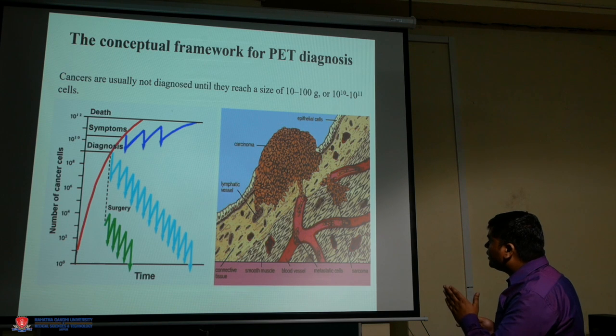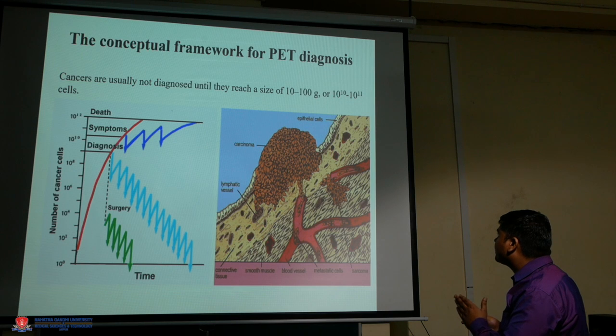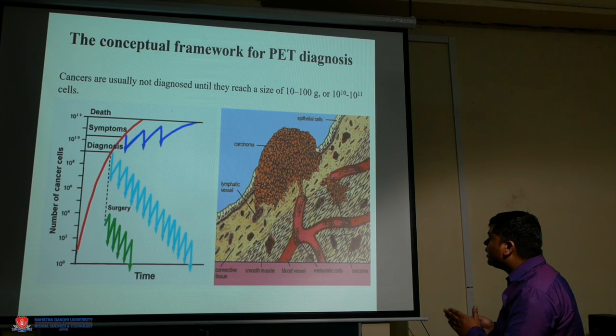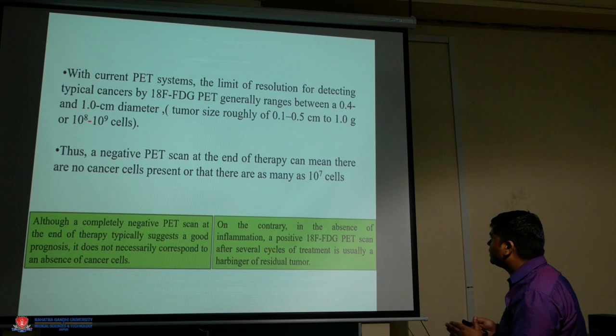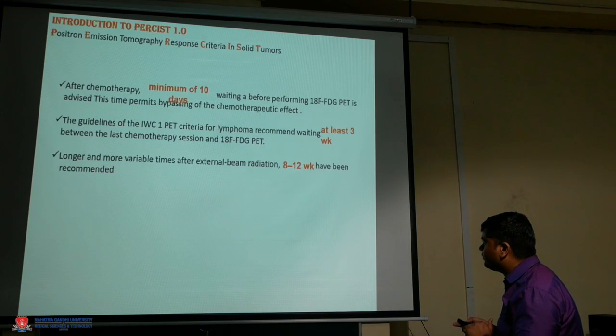And what is the concept of the framework for PET-CT diagnosis? We are detecting cells up to 10 gram or 10 to the power 10 cells. It's around 1 centimeter of cells. So roughly the resolution of the PET-CT system is around 0.4 to 1 centimeter, and it roughly corresponds to 10 to the power 8 cells for detection. So a negative PET scan at the end of therapy doesn't mean there are no cancer cells. Cancer cells may be present, as many as 10 to the power 7 cells.